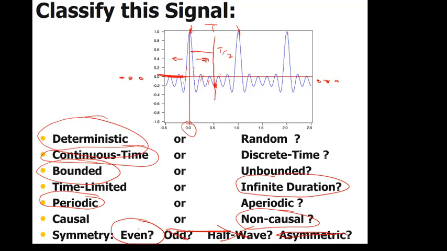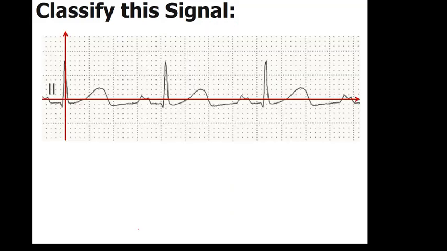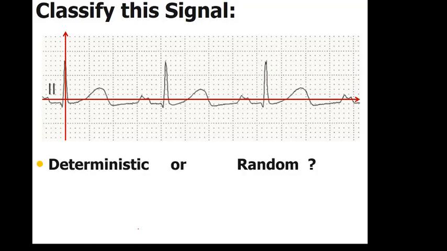Hopefully that example was helpful. Here's another signal. Take a close look at this one. This is actually a real-world signal. Would you call this one deterministic or random?